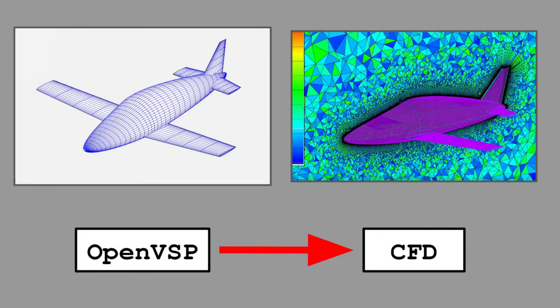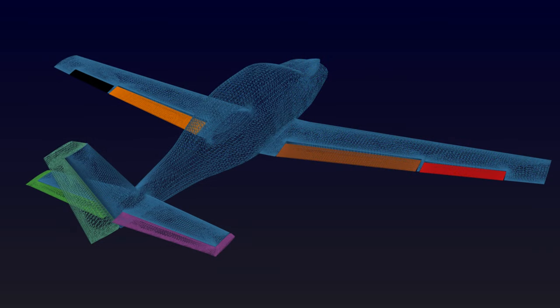This video will be a short tutorial on creating a basic airplane geometry in OpenVSP, and then exporting the intersected surface geometry into Pointwise to create a CFD mesh. As a small bonus to the video, I will also show you how to create control surfaces in OpenVSP for use in CFD.